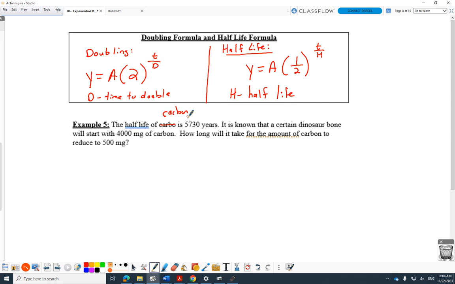Carbon, the half-life is 5,730 years. So if something started with 100 milligrams of carbon, say a dinosaur bone, at year 0, at year 5,730, it would now have 50 milligrams. Why does carbon disappear? Well, you better go take chemistry class to find out why. Carbon randomly breaks down, pretty much randomly, into other things and disappears. So when you pick up a dinosaur bone, we can date it almost exactly.